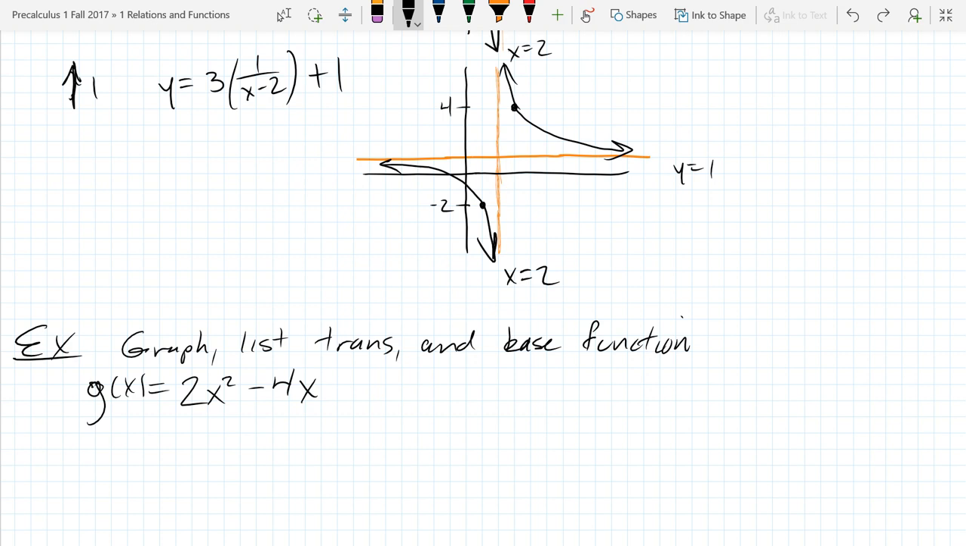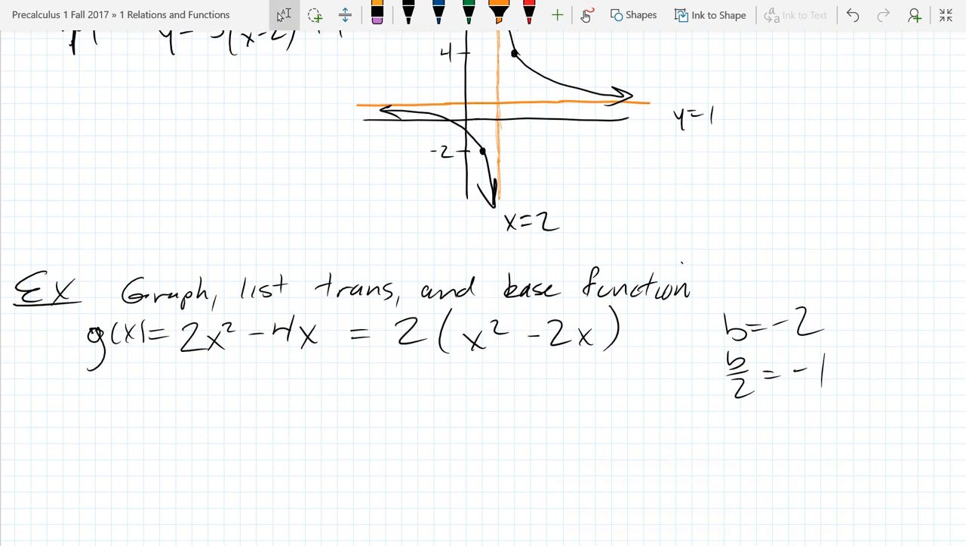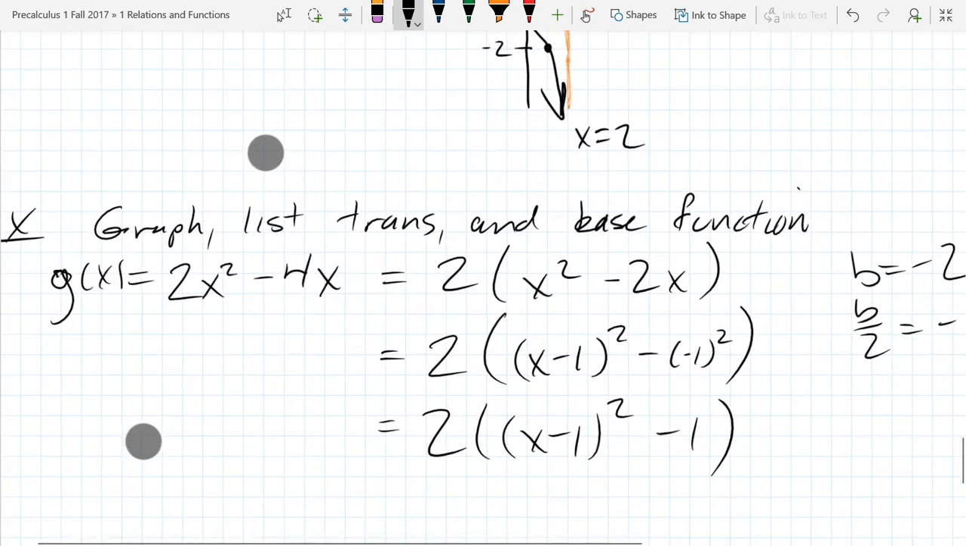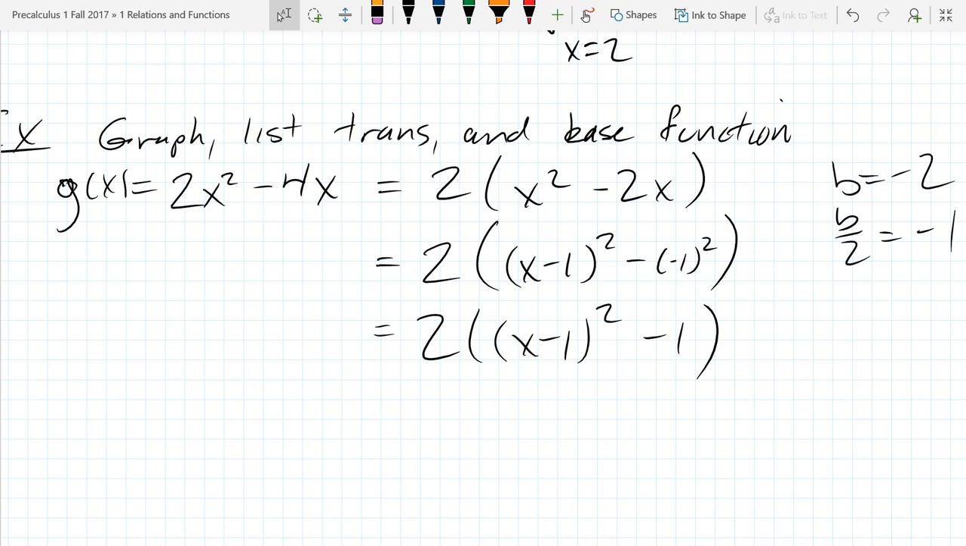Complete the square. So first thing we're going to do is factor out a 2. So we're left with x squared minus 2x. And now I want you to complete the square on x squared minus 2x. I'll give you a hint. b is negative 2, so b over 2 is negative 1. So go ahead and complete the square on this. So any complete the square questions?